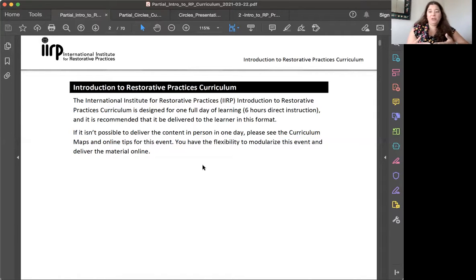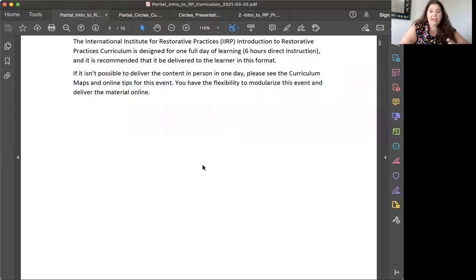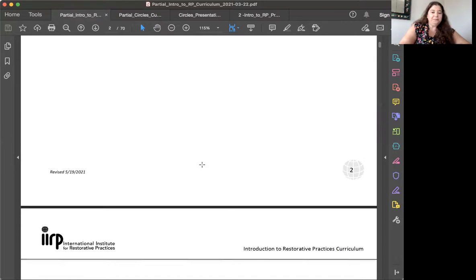So you will explore this throughout your training, and you will get access to the curriculum maps, which include the learning objectives, so that you will have some flexibility to modularize the event and also deliver the materials online. You will get all of that information throughout your training, and you'll have access at the end.